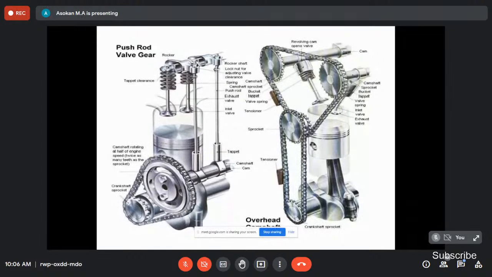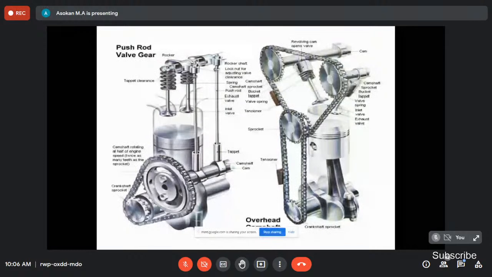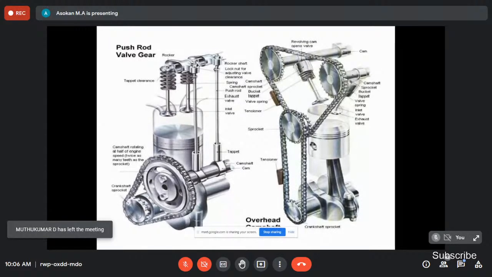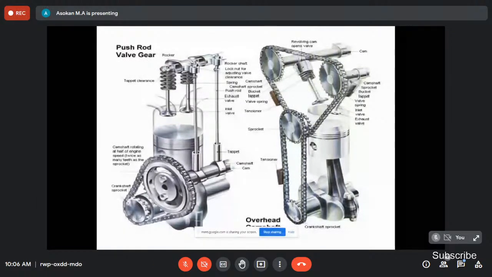Okay, these two sprockets are connected by means of a chain. Or instead of the sprockets, we can fix gears, and then the two gears are directly connected. Or otherwise we can connect by means of a belt to transfer the motion from the crankshaft to the camshaft. What is the purpose of this camshaft? The camshaft contains many cams. A cam is not circular; it is an elliptical, egg shape. Each cylinder has two cams.